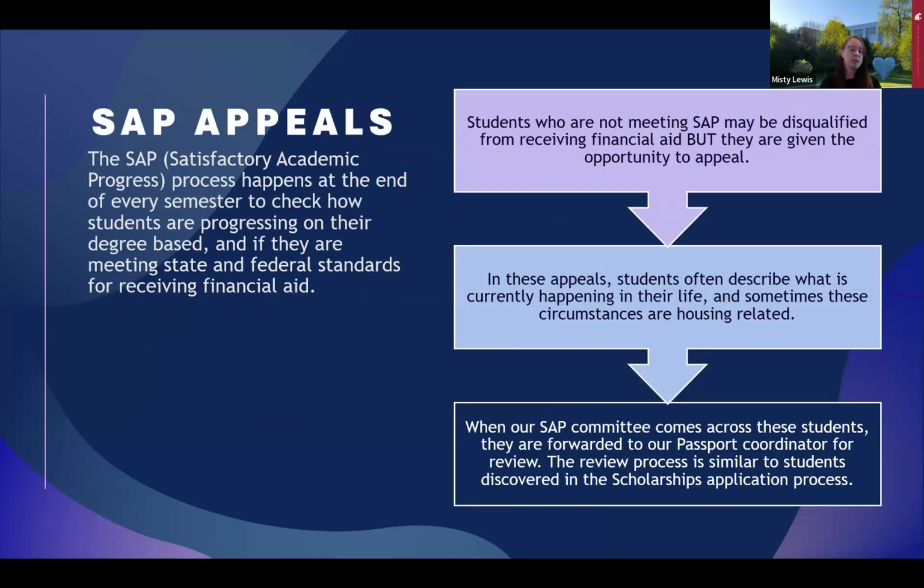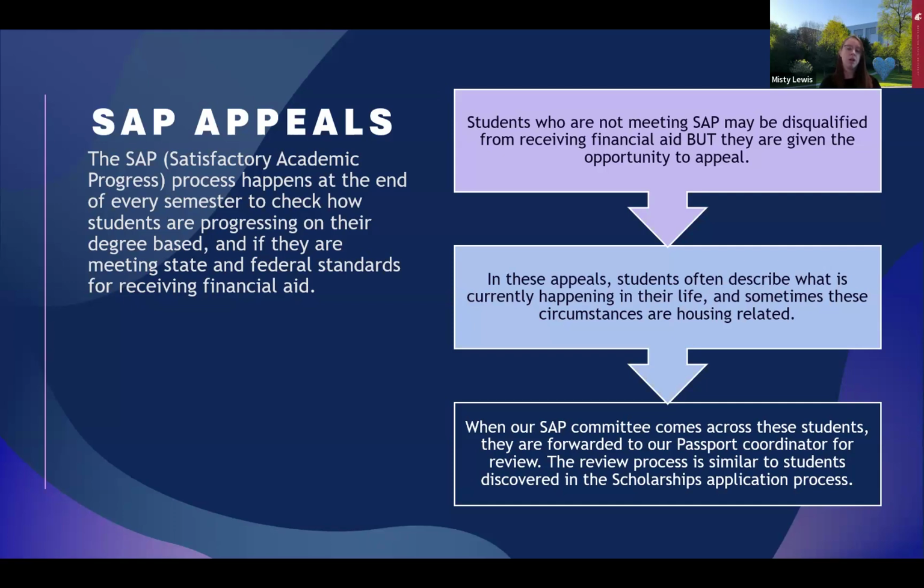On our SAP appeals, these are satisfactory academic progress. These are checked at the end of every semester to see how a student is progressing in their degree and if they are meeting state and federal standards to continue receiving financial aid. Students who are not meeting these standards may be disqualified from receiving aid, but they're given an opportunity to appeal for financial aid. In these appeals, students often describe what is currently happening in their life, and sometimes these circumstances are housing related. When our SAP committee comes across these students, they forward it to the passport coordinator for review.